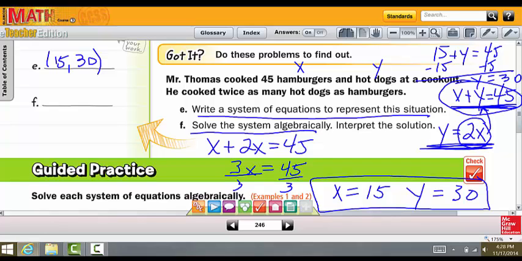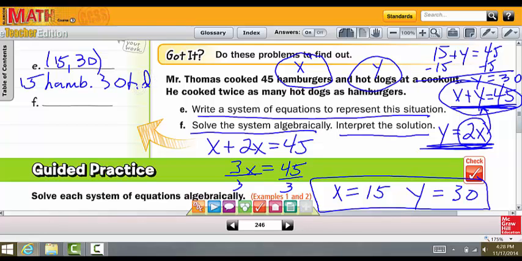And now what we need to do is interpret the solution. And the interpretation is really quite simple. Go back to our original designation. We said let x equal hamburgers. So we have 15 hamburgers. I'm going to abbreviate here. And we said let y equal hot dogs, so obviously he's cooked 30 hot dogs. 15 hamburgers and 30 hot dogs.